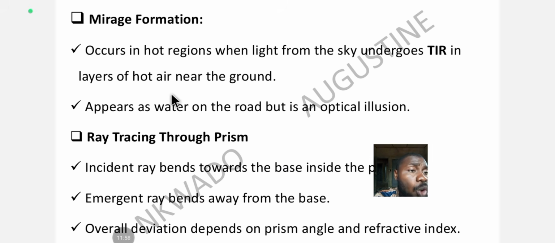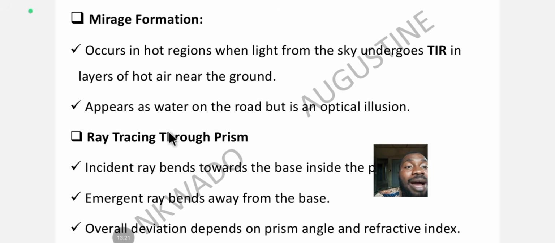Mirage. How does mirage occur? Mirage occurs in a hot region where light from the sky undergoes total internal reflection in layers of hot air near the ground. Take note of that, it occurs in hot regions, when light from the sky undergoes total internal reflection, travelling from a denser medium to a less dense medium. The total internal reflection occurs in the layer of hot air. So remember, it occurs in hot regions. When light from the sky undergoes total internal reflection in layers of hot air near the ground, that's mirage for you.